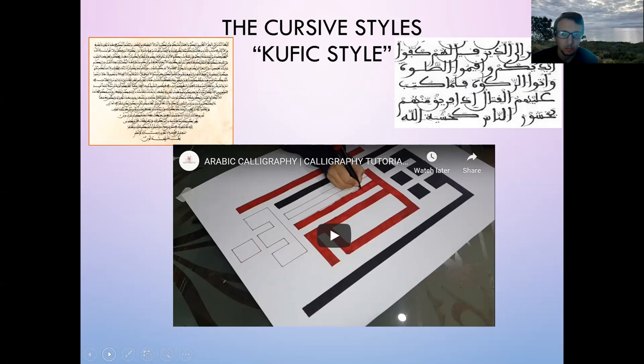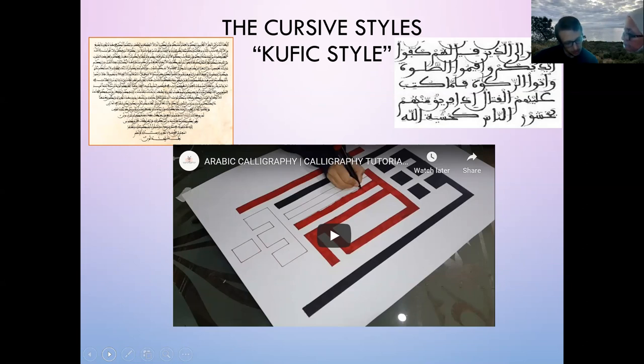So as you could see from the pictures, this is a different style. It was preferred in the early period as a Quranic transcription and for architectural decoration. It is also used in architecture too. I have noticed that.